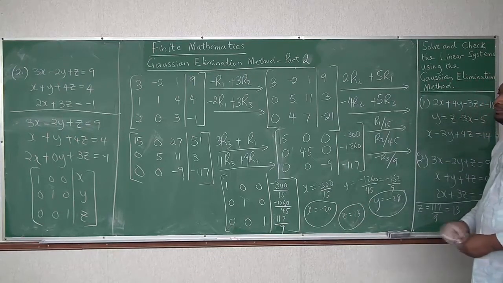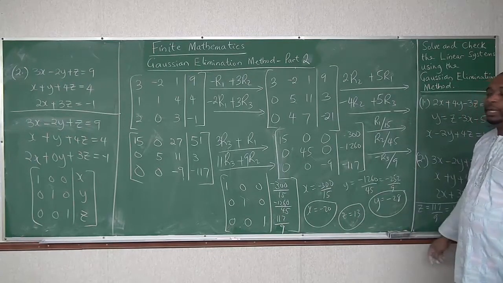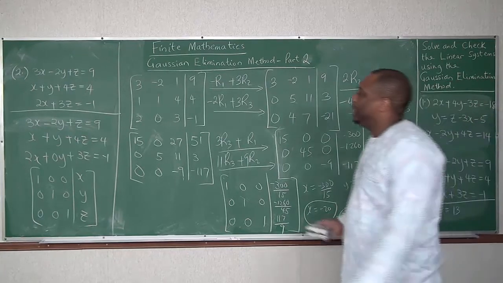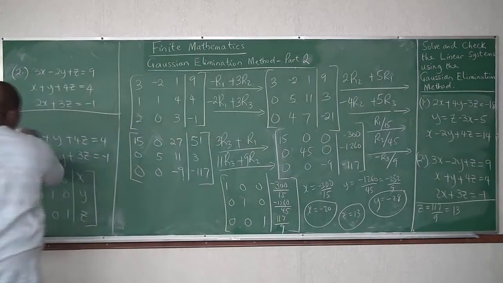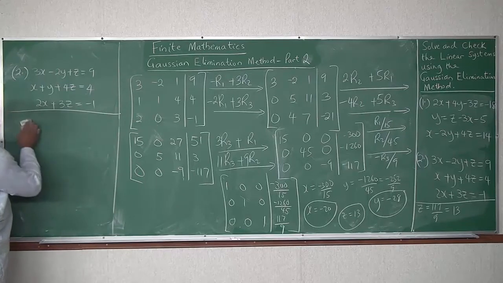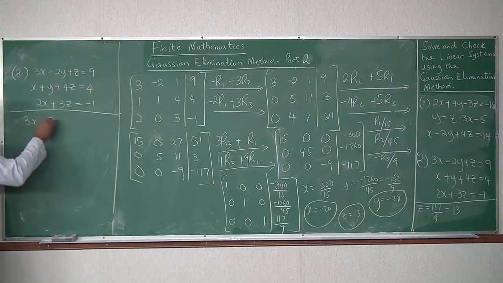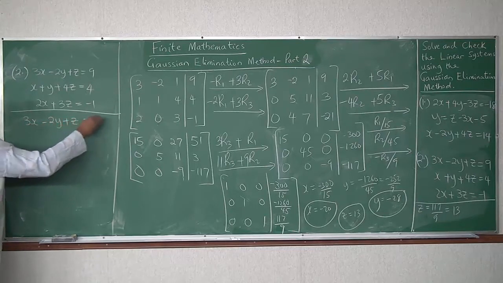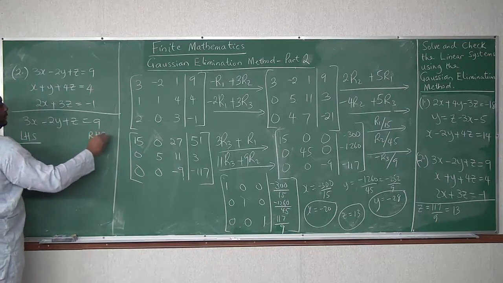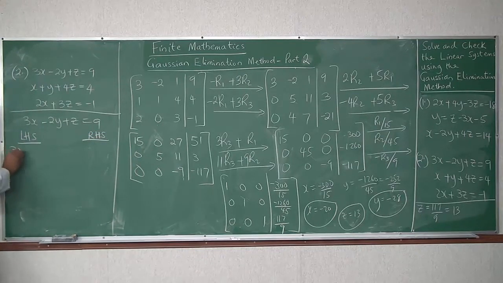Alright, let's find out whether we got it right, by doing what? Check our work. And when we check with the main equation, so let's check with the main equation. And the first equation, 3x minus 2y plus z equal to 9. Left hand side, right hand side. Left hand side is 3x minus 2y plus z. Right hand side is 9.